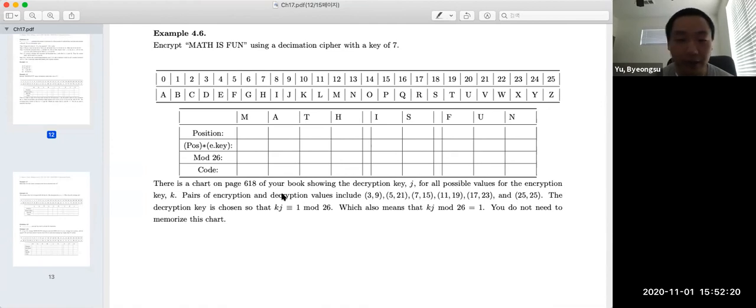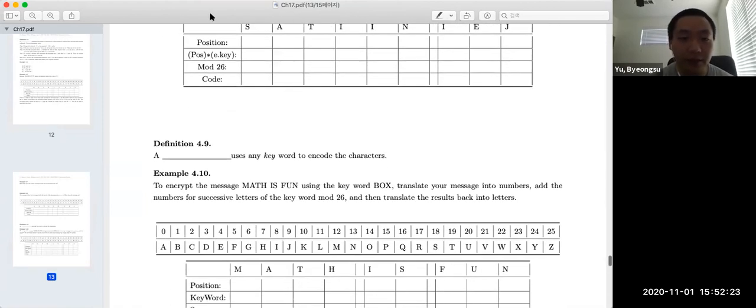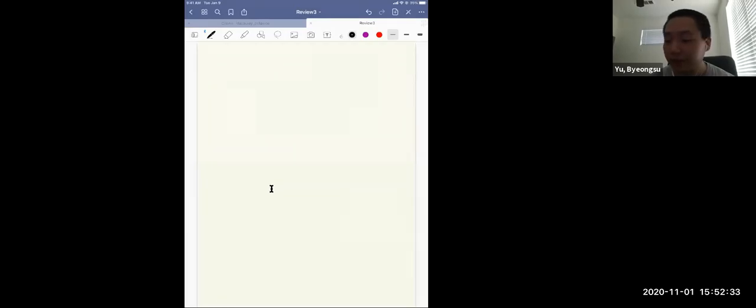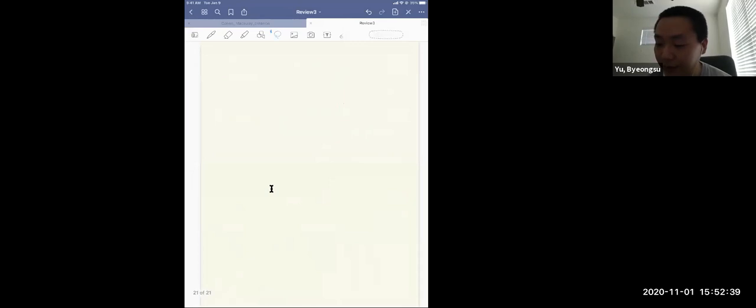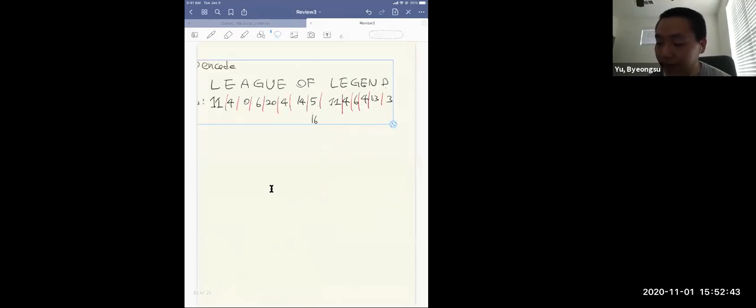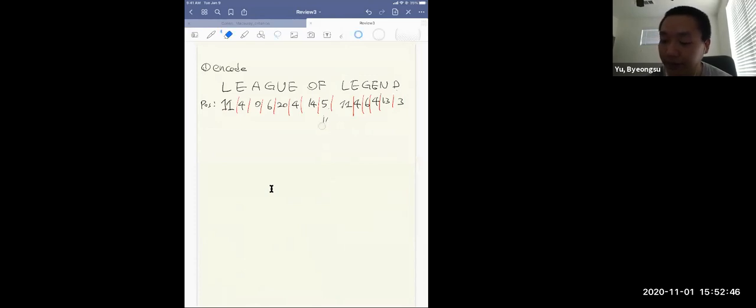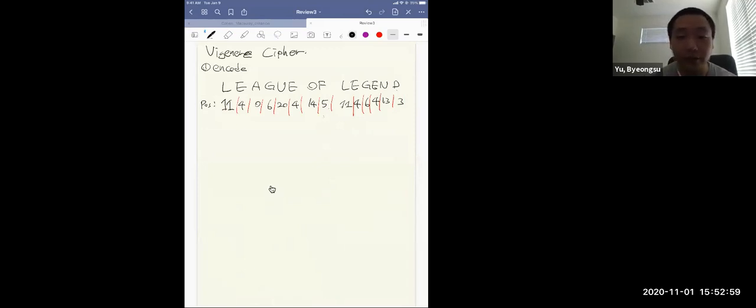Okay, then let's deal with the last one, which is the Vigenere cipher. So again, I already had a copy, so I just copied this. So in case of Vigenere cipher, one thing you need to do is use the code word to get the numbers. Here we use the keyword.